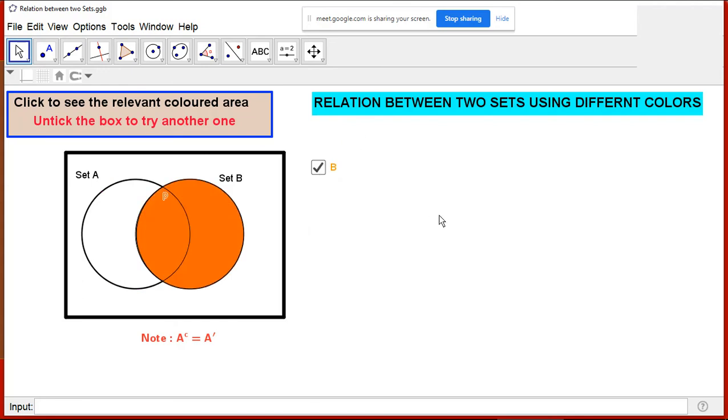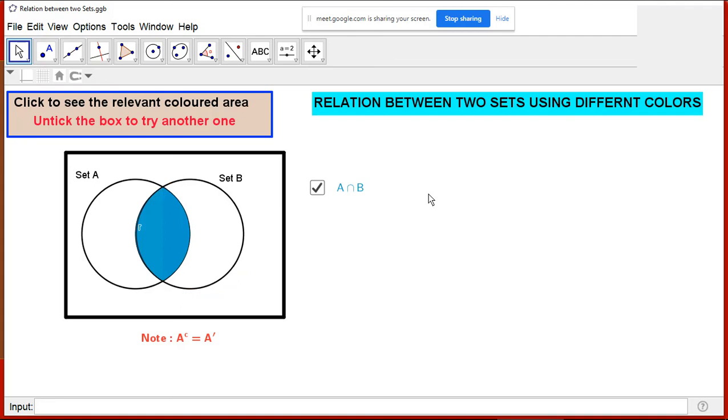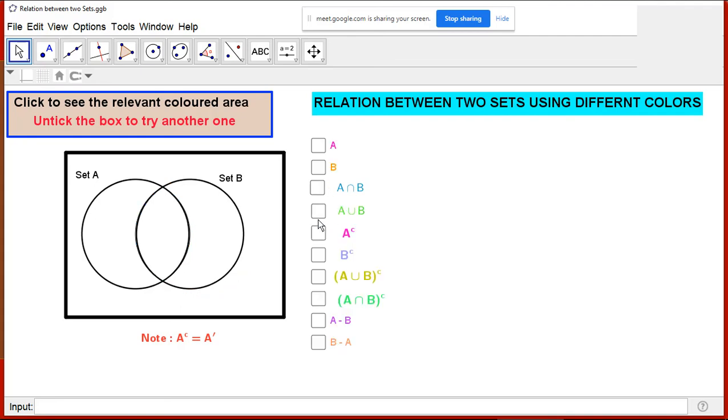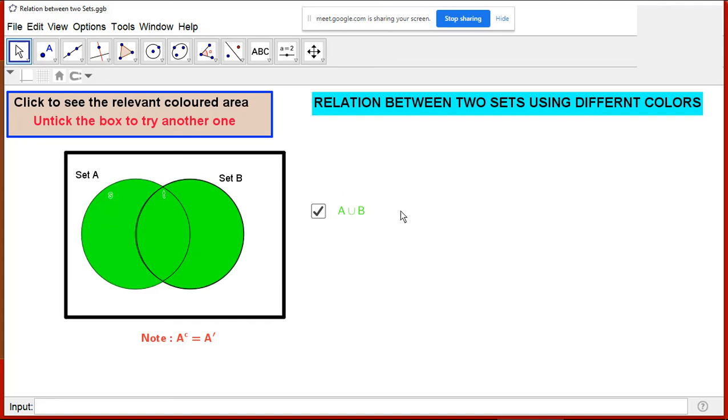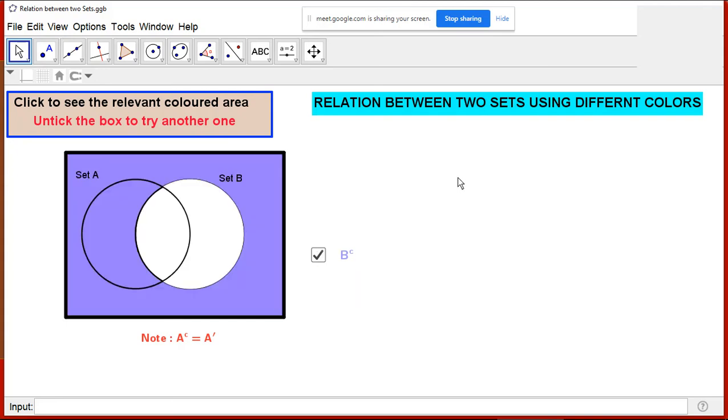Now, my dear students, please be clear about the concept of relation between two sets. Using different colors I have shown it. I believe you clearly understand set A, set B, intersection, union, complement, A complement, B complement, A union B complement, A intersection B complement, A minus B, B minus A, A union B, and A intersection B.